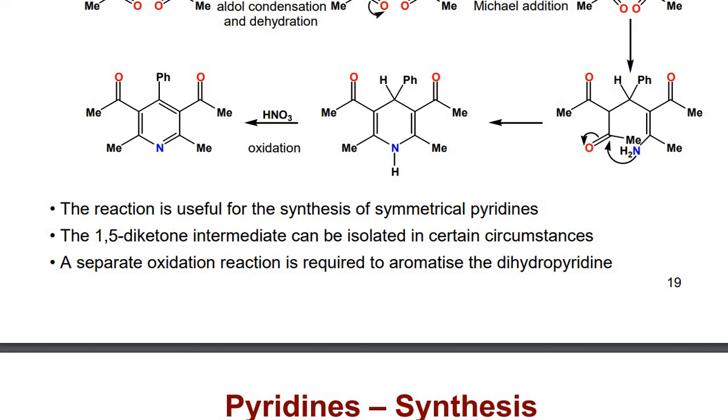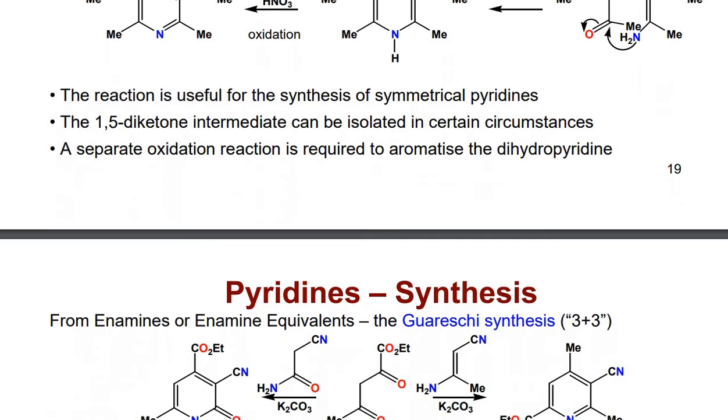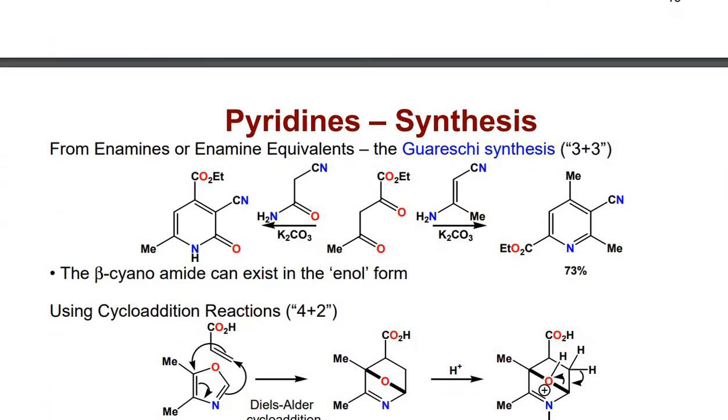The 1,5-diketone intermediate can be isolated in certain circumstances. A separate oxidation reaction is required to aromatize the dihydropyridine. Now look at here, pyridine synthesis from enamine or enamine equivalent, Guareschi synthesis, 3+3 strategy.